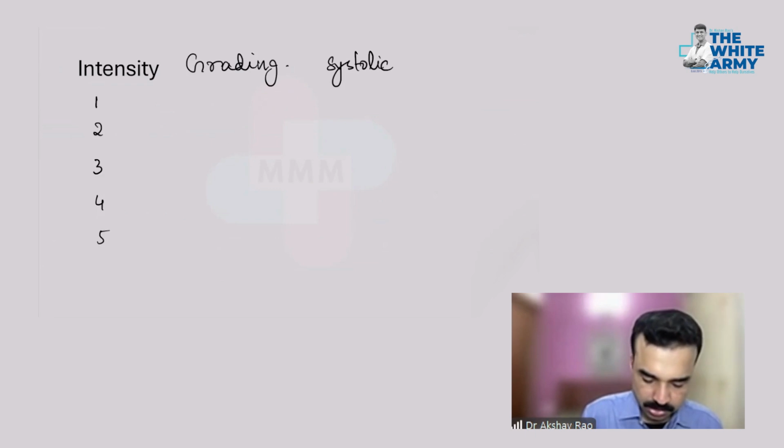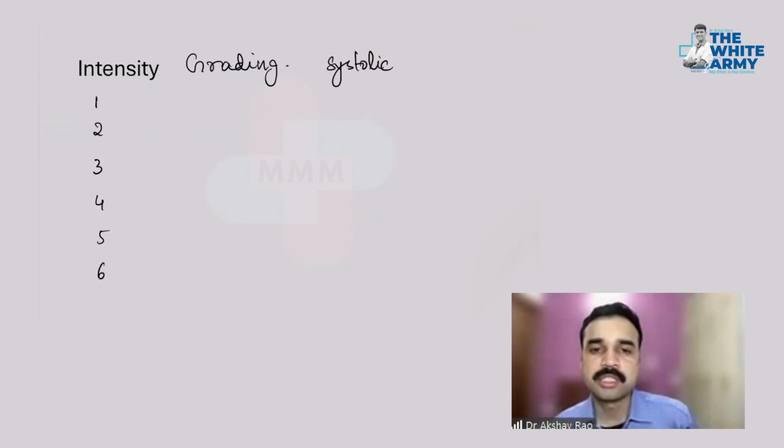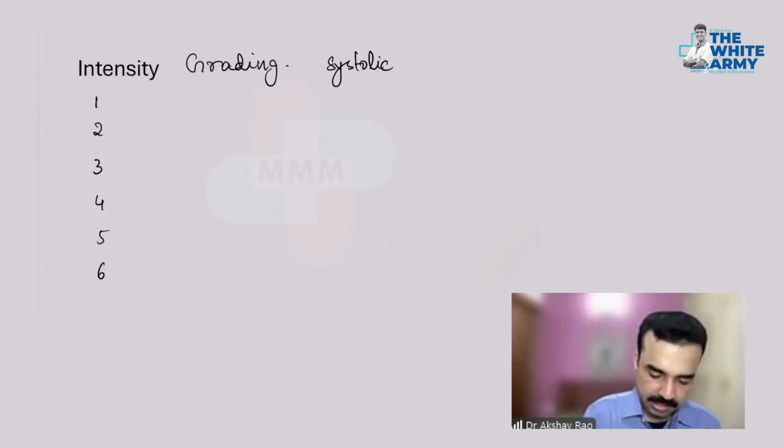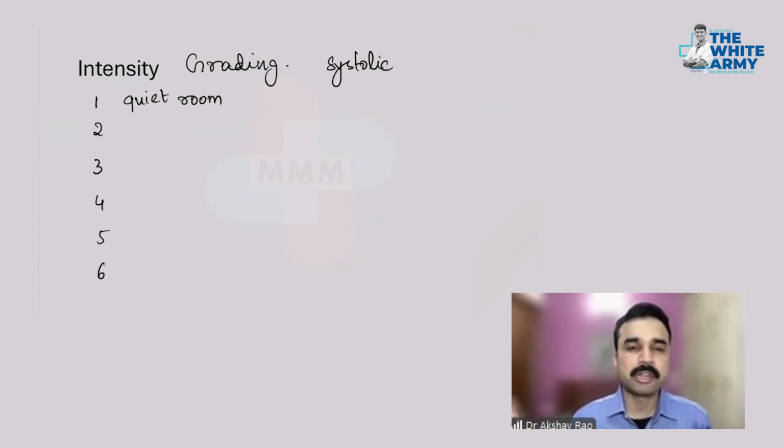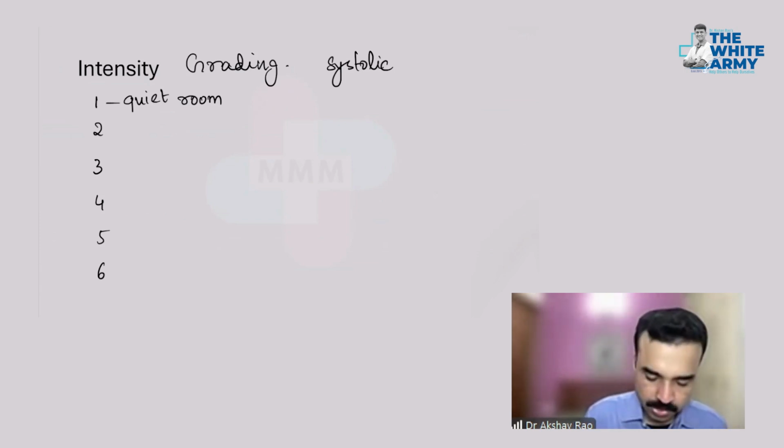So whether it's a diastolic or systolic murmur, the grading system is out of 6 grades. Grade 1 is heard only in a quiet room, only if you eliminate all the background noise. In a busy OPD with lots of noise, you can't hear a murmur even though it is there. That's probably grade 1 by 6. If you take the patient to a quiet room, you can hear a murmur just faintly. That is grade 1.